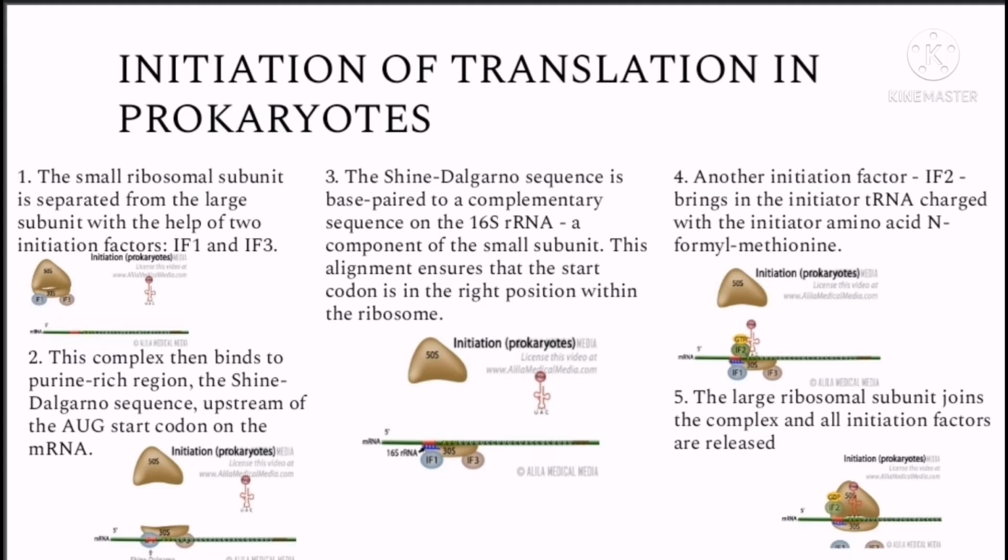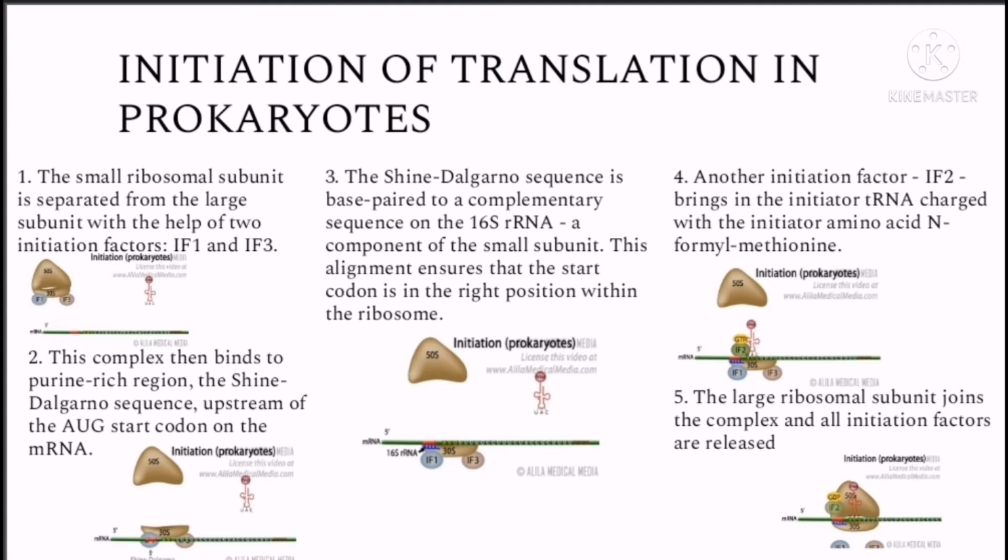So the small ribosome is now set in the sequence on the 16S rRNA in the mRNA. As you can see here, the AUG sequence. Now the small ribosome will get the 16S rRNA.